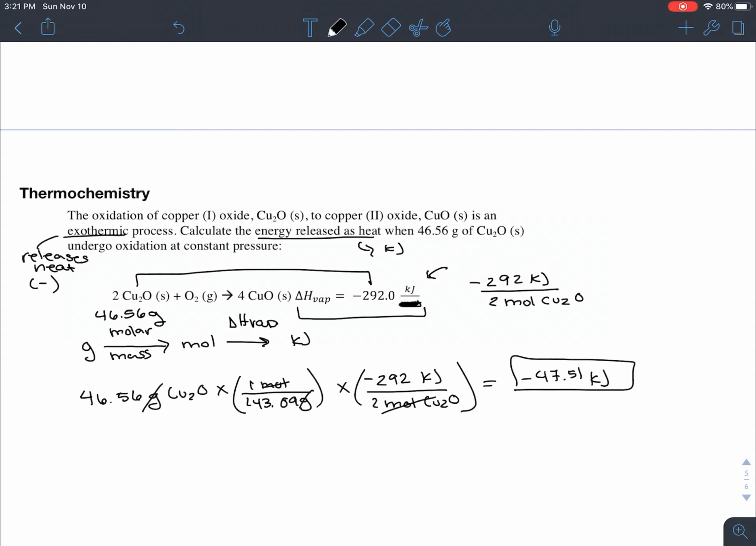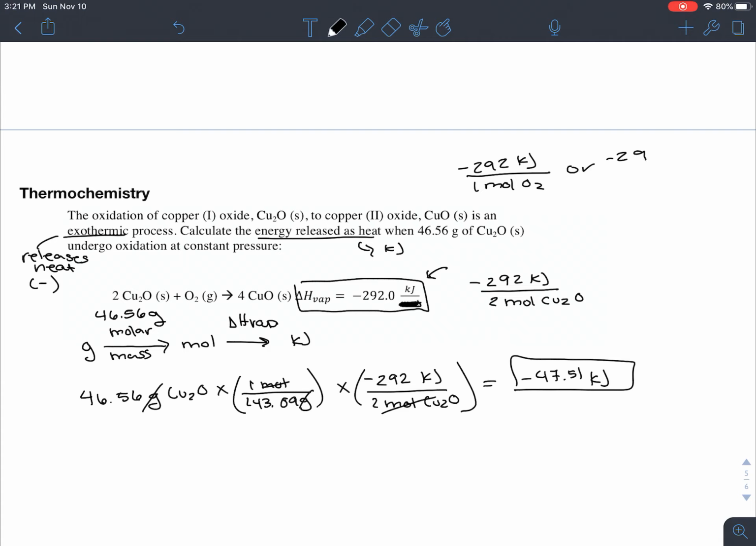So for thermochemistry, the important thing to note is you're always given some kind of a heat, some kind of enthalpy, like this. And that pertains to the amount of heat either absorbed or released per mole of every single reactant or product. This could have been 292 kilojoules per 1 mole of O2. Since there's no coefficient, there's always 1. Or 292 kilojoules per 4 moles of copper 2 oxide. So it's always per mole of the reactant and the product.